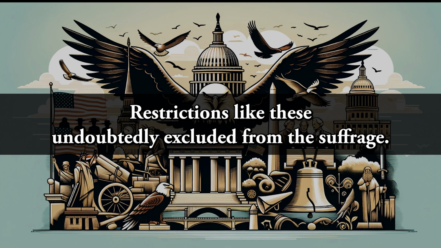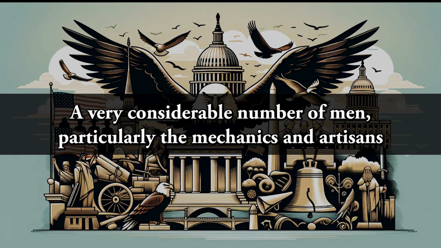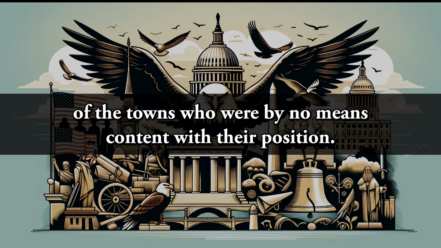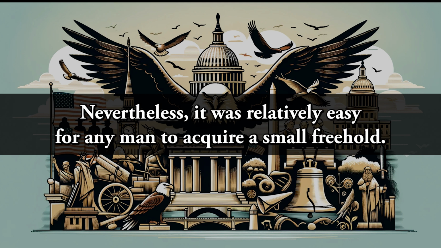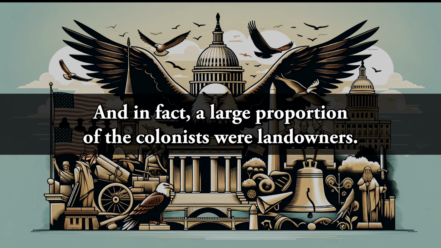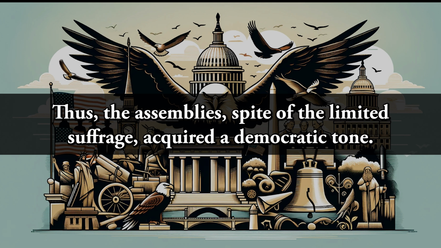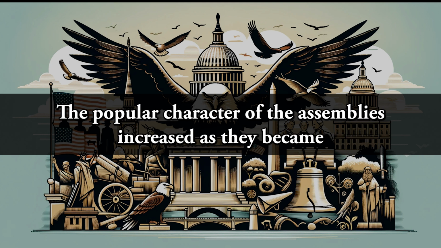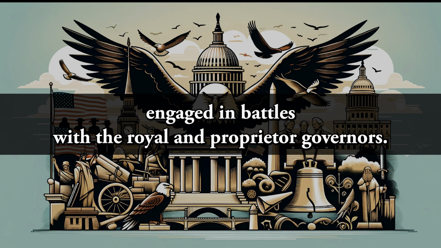Restrictions like these undoubtedly excluded from the suffrage a very considerable number of men, particularly the mechanics and artisans of the towns, who were by no means content with their position. Nevertheless, it was relatively easy for any man to acquire a small freehold, so cheap and abundant was land, and in fact a large proportion of the colonists were landowners. Thus the assemblies, in spite of the limited suffrage, acquired a democratic tone. The popular character of the assemblies increased as they became engaged in battles with the royal and proprietary governors.